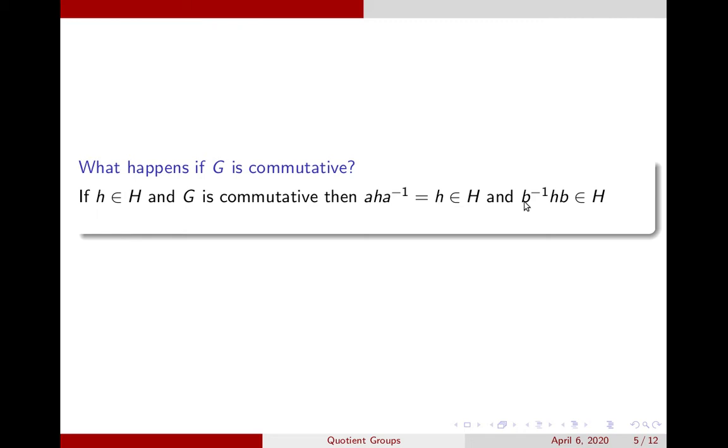And similarly, for a commutative group, B inverse h B will be an h. So every subgroup of a commutative group is normal. And in most of our examples, we will be dealing with commutative groups.